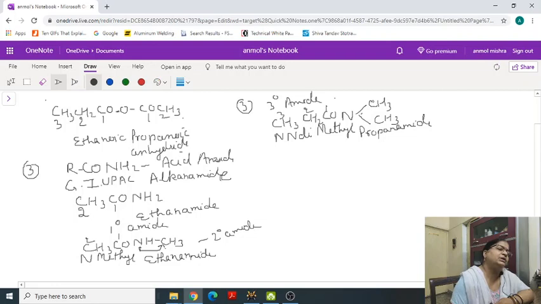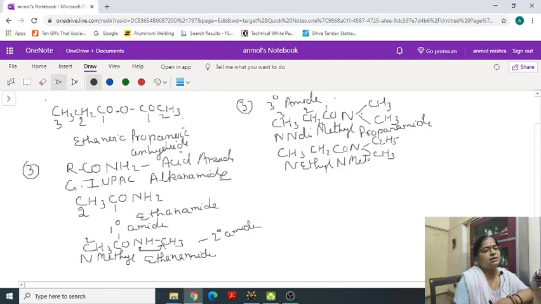And if these groups are different, then we write separately N, then N. We can take one example: one ethyl group and one methyl group, then it is called N-ethyl-N-methylpropanamide.